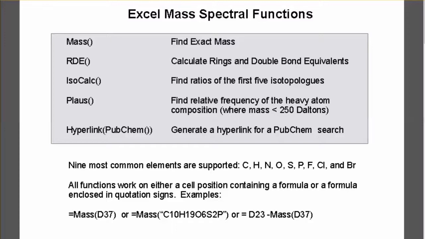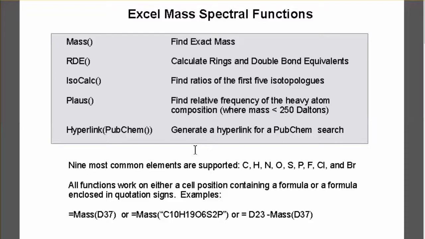In this video, I'd like to describe 5 MathSpec functions that are available in the Excel add-in. The 5 functions are mass, which finds the exact mass based on a formula; rings and double bonds, which calculates the rings and double bond equivalents; IsoCalc, which calculates the isotope distribution; Plaus, which finds the relative frequency of a particular composition, based only on the heavy atoms; and Hyperlink, which generates hyperlinks to Pubchem search.